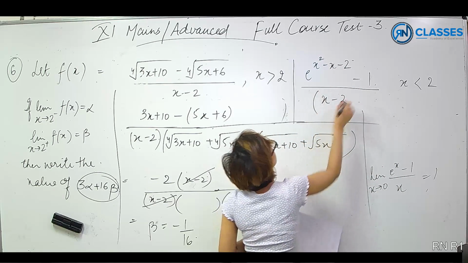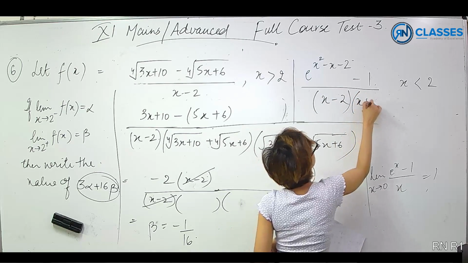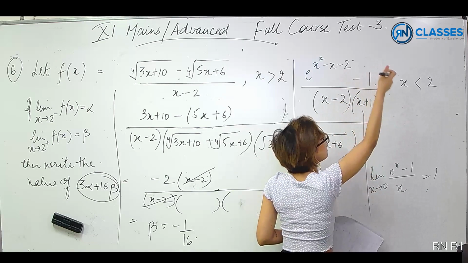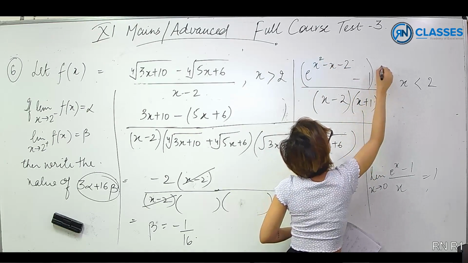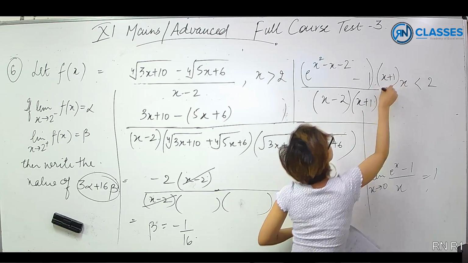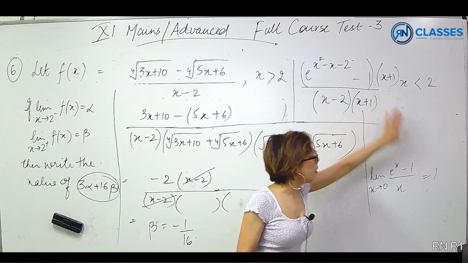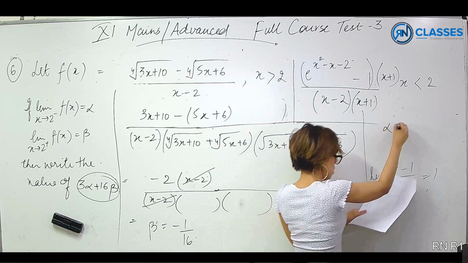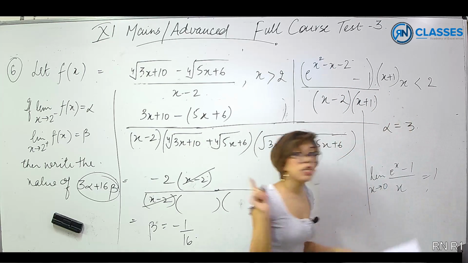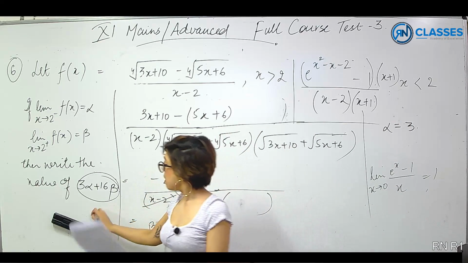So, obviously, I will multiply by x plus 1. Right? And obviously I need to divide it. So here I will accommodate x plus 1. Now this limit I can evaluate and from here I will get my alpha to be 3. Just substitute it and you will get the answer as 0.